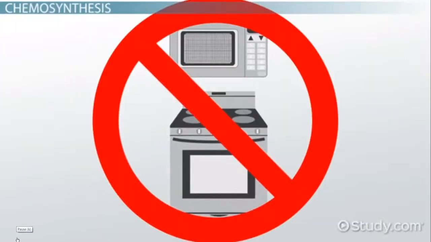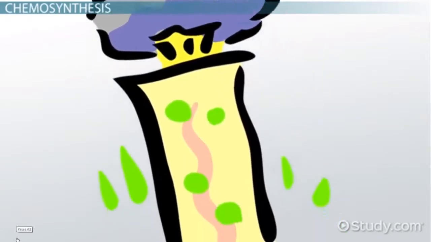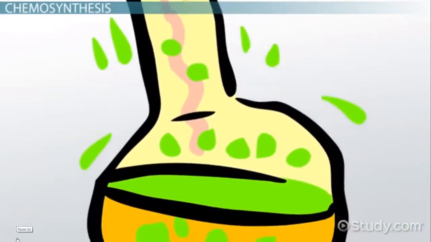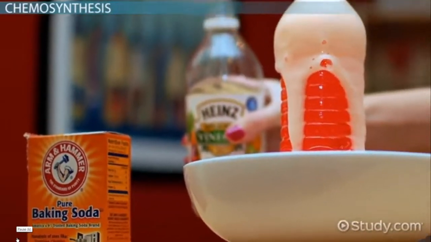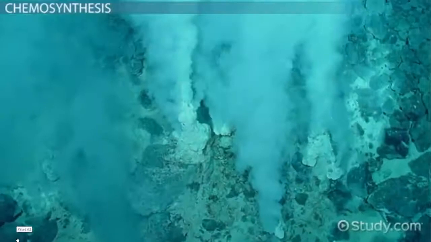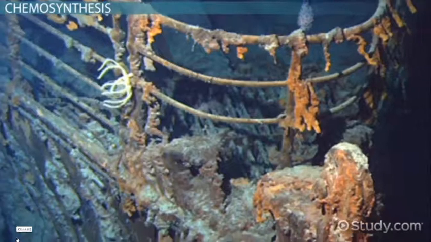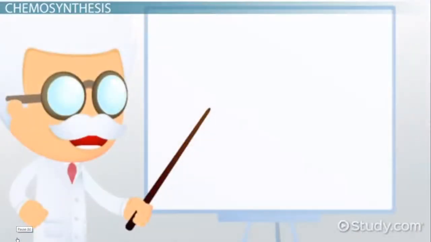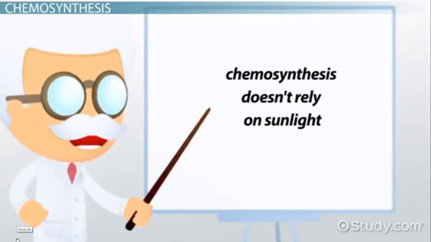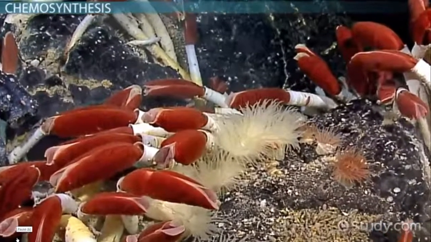In this case, there's no oven per se that cooks the meal for the bacteria that use this process to generate food. Instead, the energy for this reaction comes from the chemical reactions that occur once the raw ingredients are mixed together, sort of like when you mix baking soda and vinegar. You get a chemical reaction without the need for an oven. Bacteria found next to hydrothermal vents, whale carcasses, cold seeps, and even sunken ships are known to utilize chemosynthesis to make their own food. The key thing is that chemosynthesis doesn't rely on sunlight, and thus deep sea communities can still thrive despite a lack of sunlight thanks to chemosynthesis.